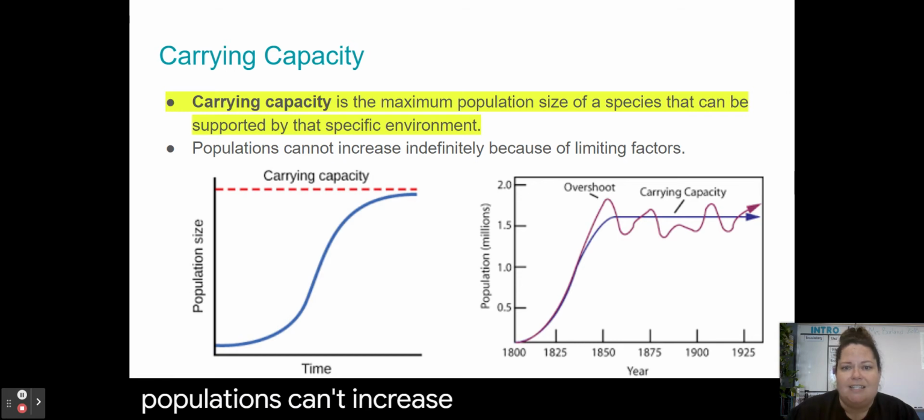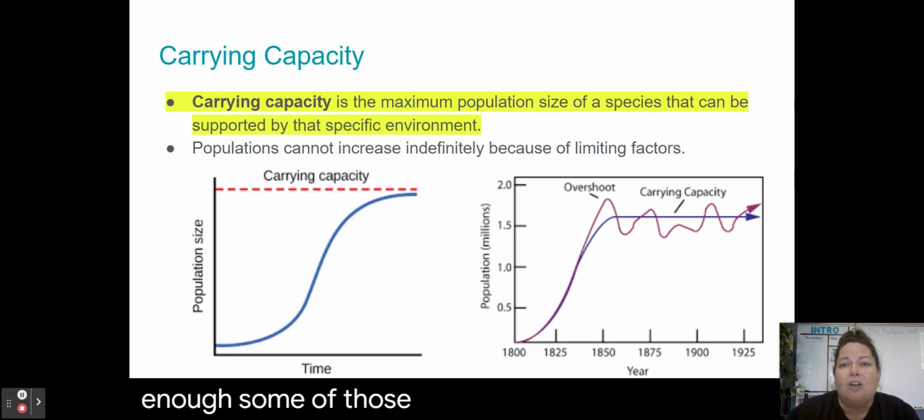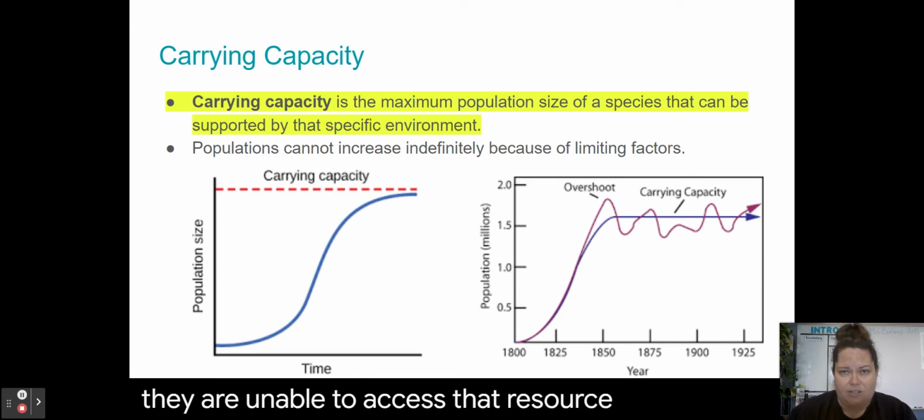Populations can't increase indefinitely because of those limiting factors. Like I said, if you only have a small pond trying to support 500 deer, there's not enough. Some of those deer are going to die because they are unable to access that resource.